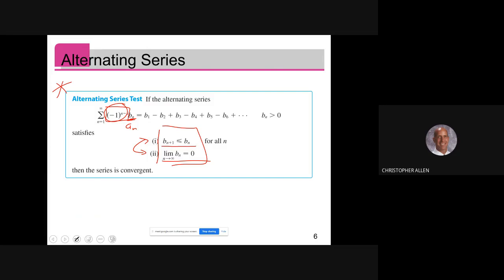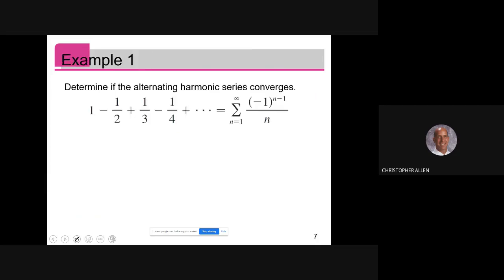Let's look at an example. It says determine if the alternating harmonic series converges. Now, if I'm not mistaken, I think we just talked about the harmonic series, and it does what?